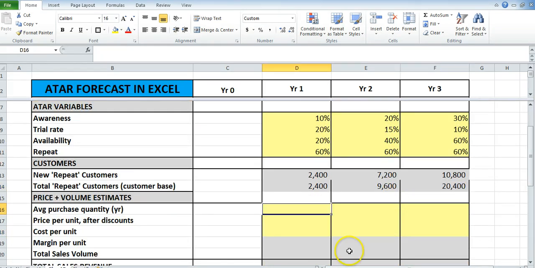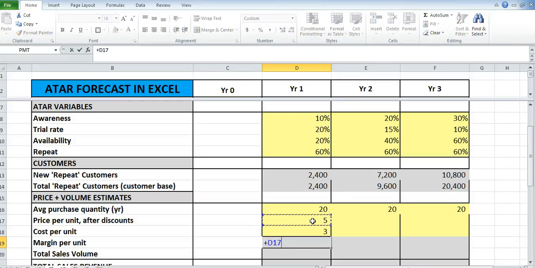How much are they likely to buy? Okay, this is how many units or products they buy each year. So I'm just going to use 20. Okay, and I just drag that across, 20 a year. And let's say we sell it for $5. It costs us, say, $3 to manufacture or make the product or buy the product.